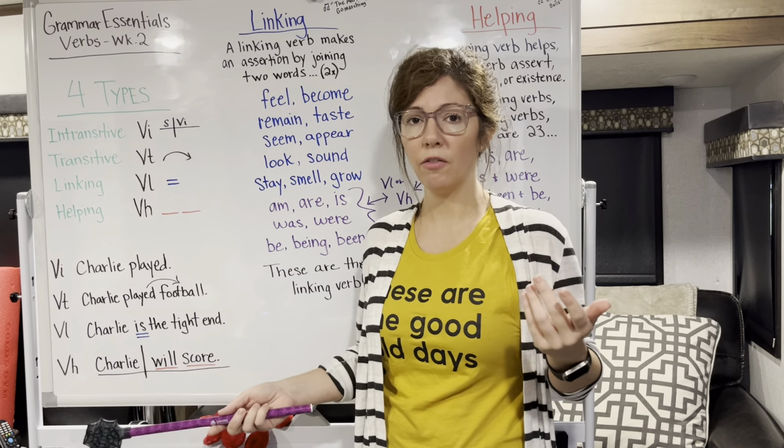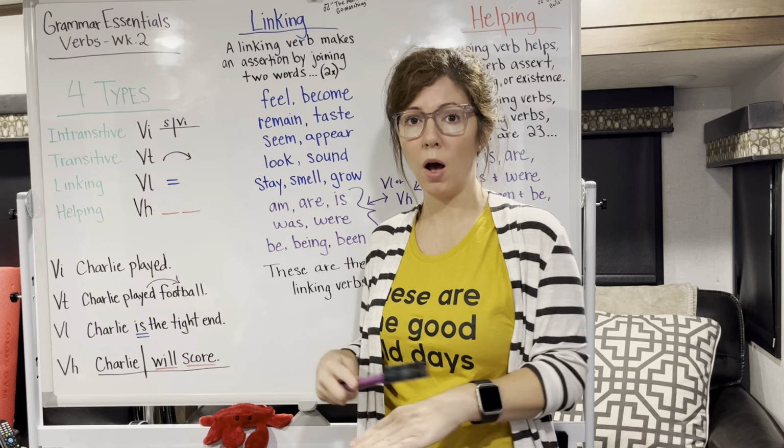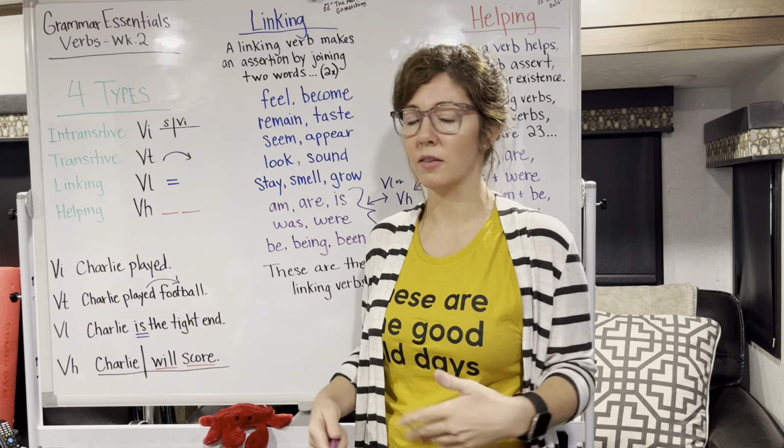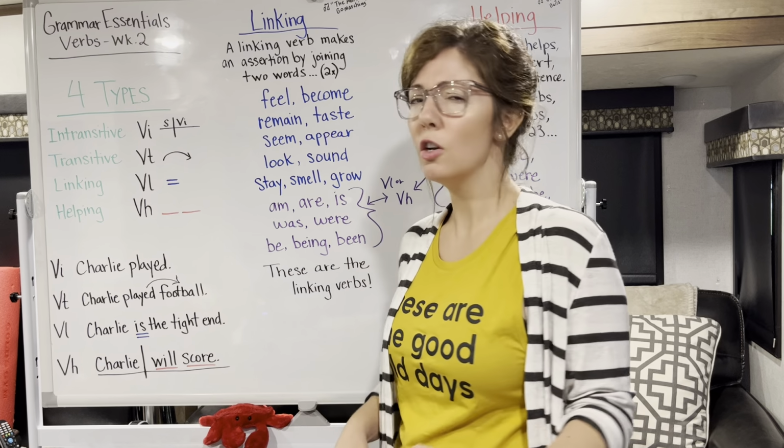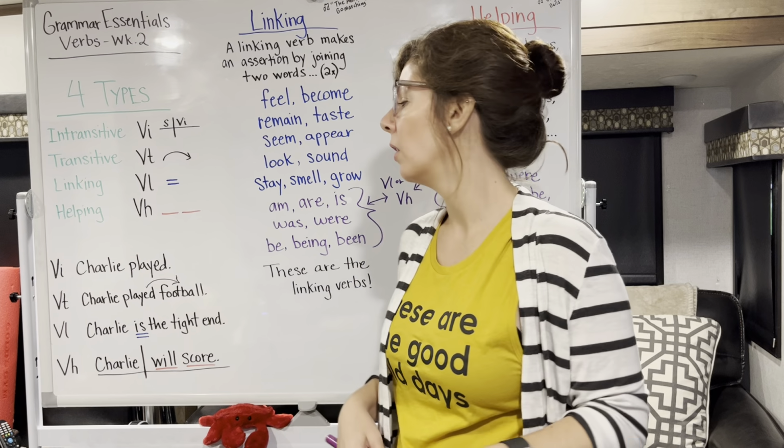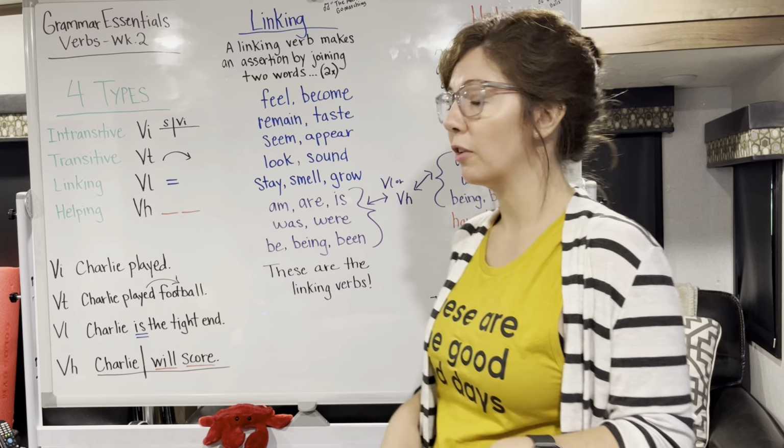Charlie is the tight end, or the tight end is Charlie. So when you have a linking verb, you'll see that you can rename or swap in the sentence, and the sentence still makes sense and is exactly the same, just worded a little different. And that's our linking verb.